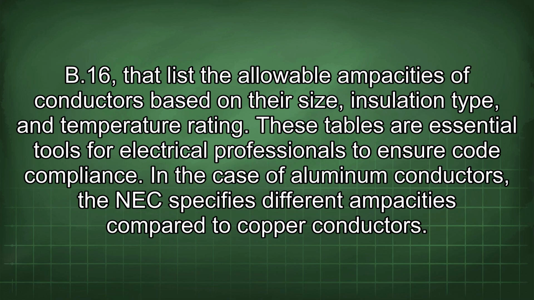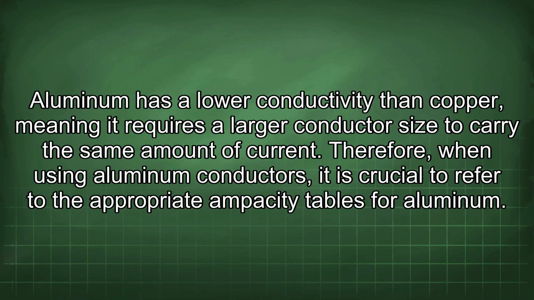In the case of aluminum conductors, the NEC specifies different ampacities compared to copper conductors. Aluminum has a lower conductivity than copper, meaning it requires a larger conductor size to carry the same amount of current. Therefore, when using aluminum conductors, it is crucial to refer to the appropriate ampacity tables for aluminum.